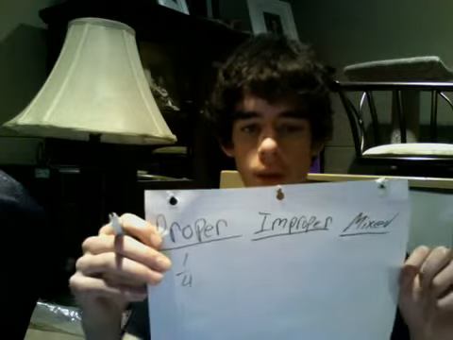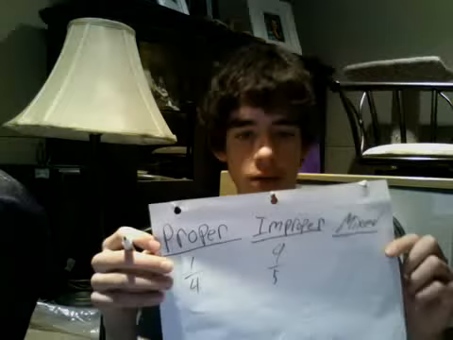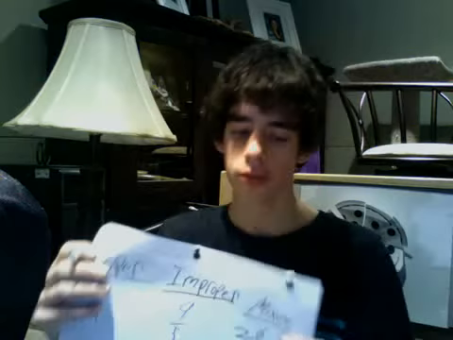1/4 for a proper fraction, and an improper fraction is where the numerator is more than the denominator. So, basically, 9/5, and a mixed fraction is where there's a whole number and then a fraction. Like 3 and 6/11.